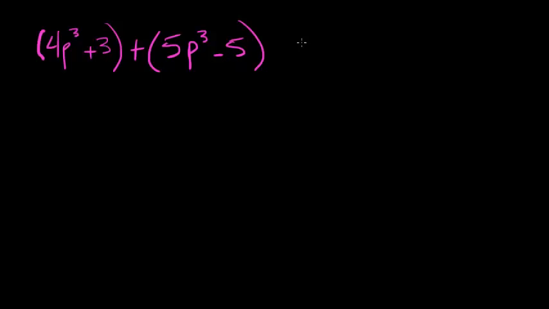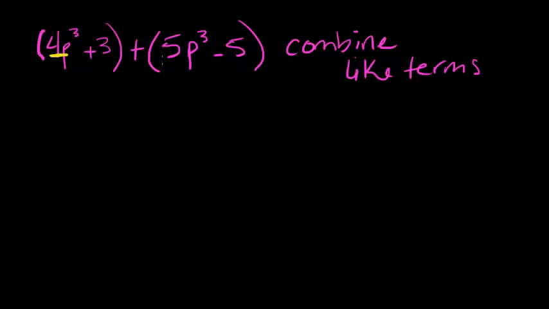Another way to think about this is just combine like terms. When we add polynomials, we're combining like terms. Okay, so let's identify the like terms. 4p cubed and 5p cubed. They have the exact same exponent, the exact same variable.